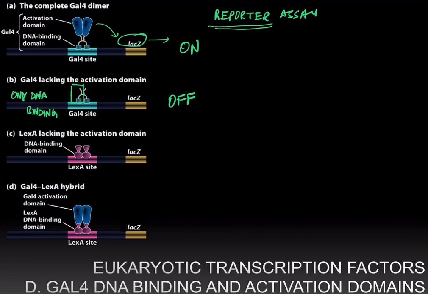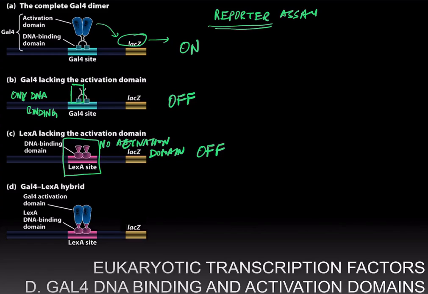In a third step of this experiment, scientists used the DNA binding domain of a different transcription factor called LEX-A, and once again, just like in the second iteration where the activation domain of GAL4 had been removed, here there was no activation domain of LEX-A, just the DNA binding domain, and therefore no beta-gal was detected. That means the gene was off, there was no transcription occurring.